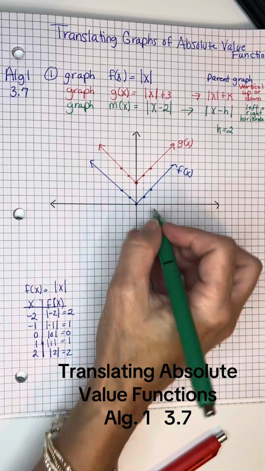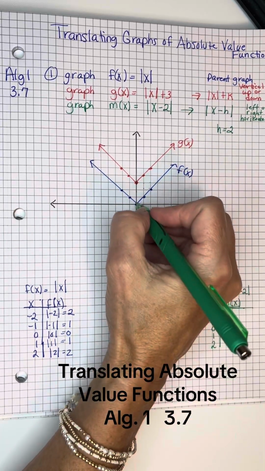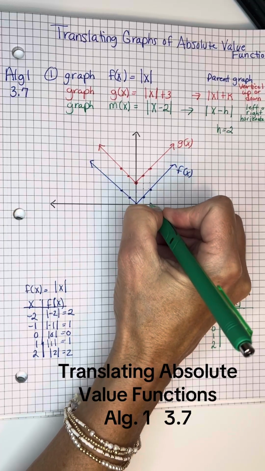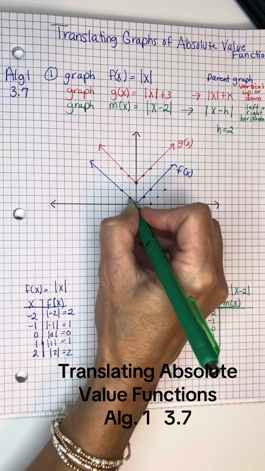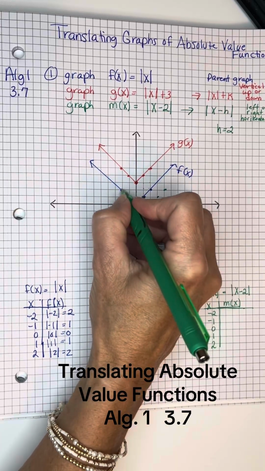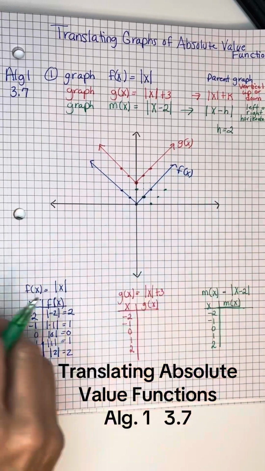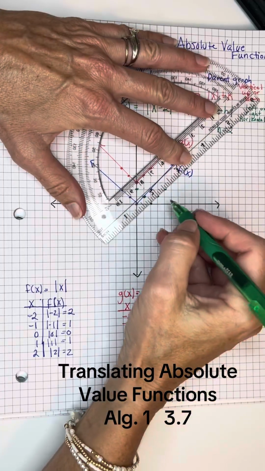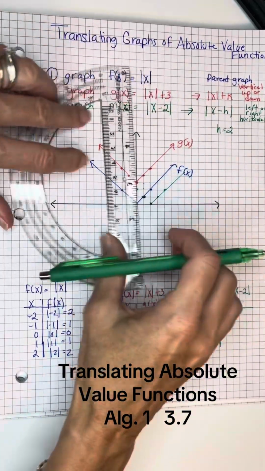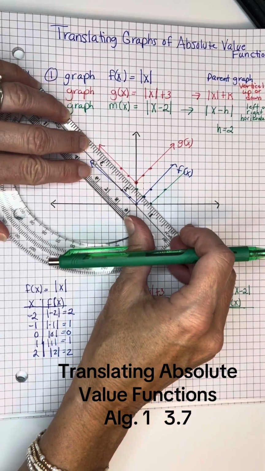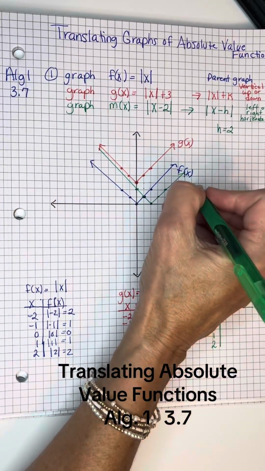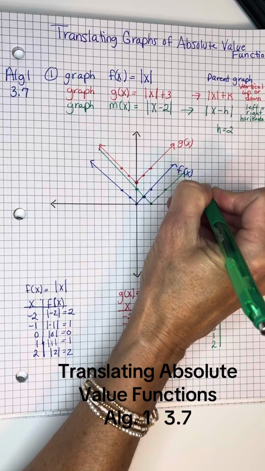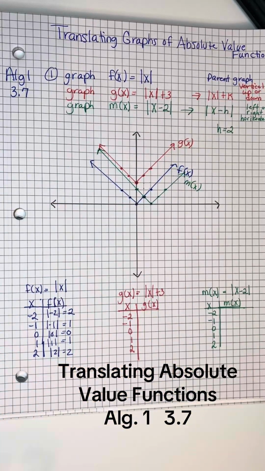So from the original graph, I'm going to go right 2. And then from this one, right 2. From this one, right 2. From this one, right 2. And from this one, right 2. And then I will draw that final one, and that is m of x. Okay, so there they are visually, and that's how I would do those.